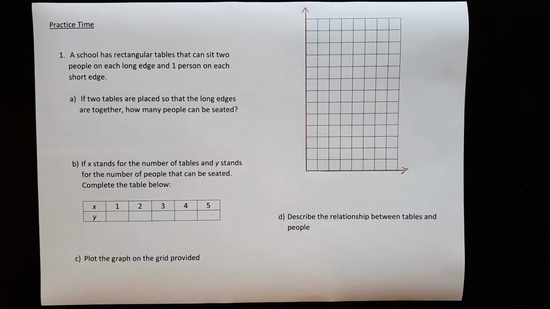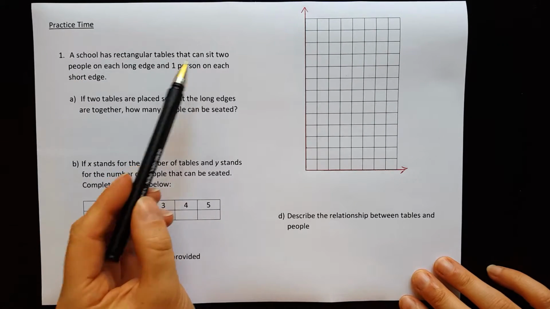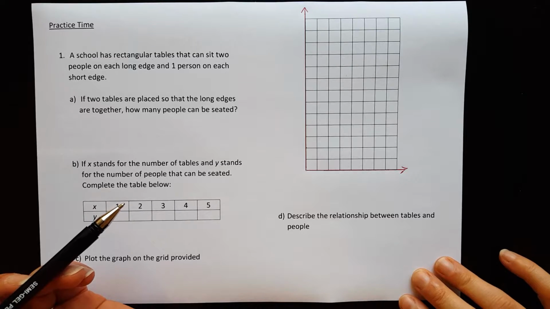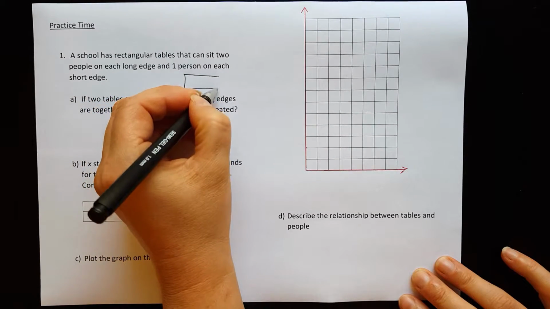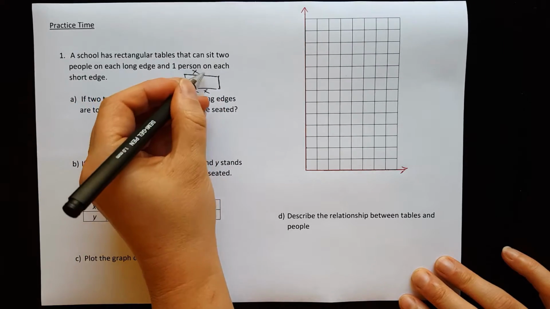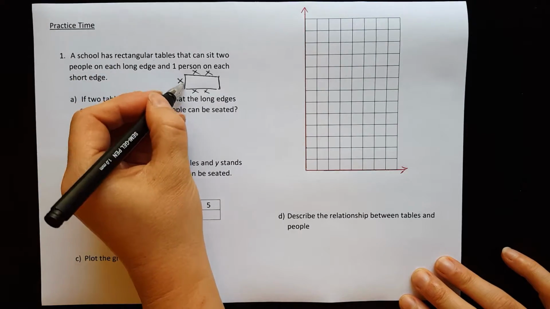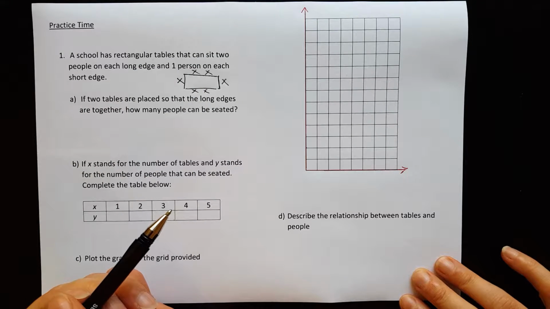So this question says, a school has rectangular tables that can sit 2 people on each long edge and 1 person on each short edge. So a rectangular table like this, you can sit 2 people on the long edges like that. So the crosses represent people sitting there, and you can only sit 1 person on each short edge. So that would be how you could sit people around the table.